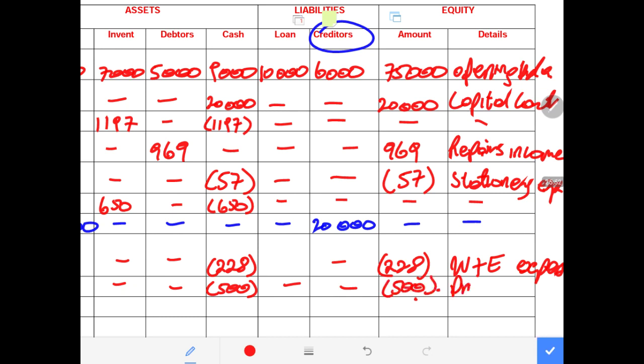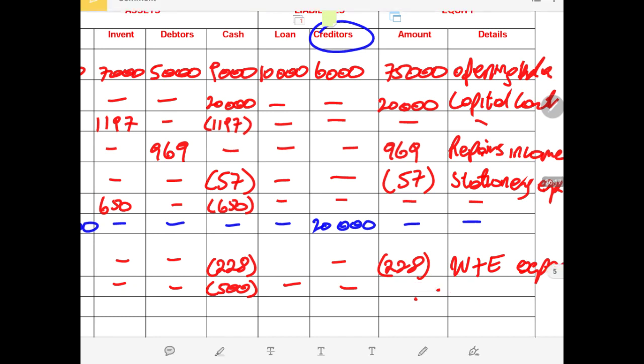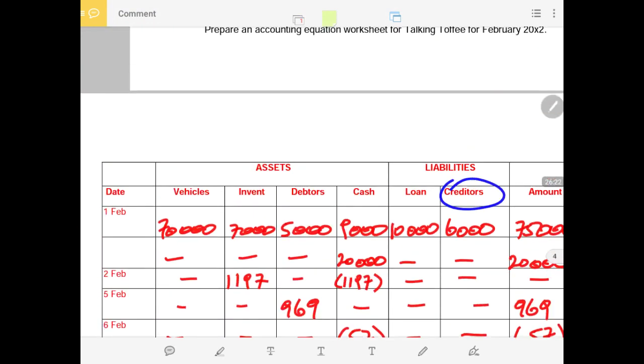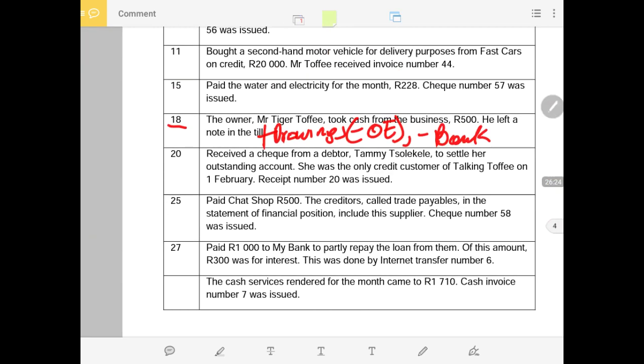Therefore, now under details, this will be drawings. Remember, drawings are increasing together with the expenses. But drawings and expenses decrease owner's equity. Now, this will only be when we do correction of error. That might not be the case. But from an accounting equation point of view, your drawings and expenses decrease the owner's equity column. Now, let us go to the next entry.